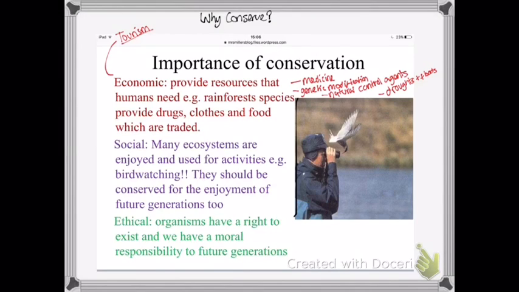To provide resources that humans need, such as rainforest species, provide drugs, clothes, and food, which are traded. So some points I've put down as well for economic. We have medicine, which is sort of spoken about here. If you maintain biodiversity, we're constantly finding new species which have new benefits to us. So new plants such like poppy seeds were found to have morphine, which was a medicine we use as a painkiller.